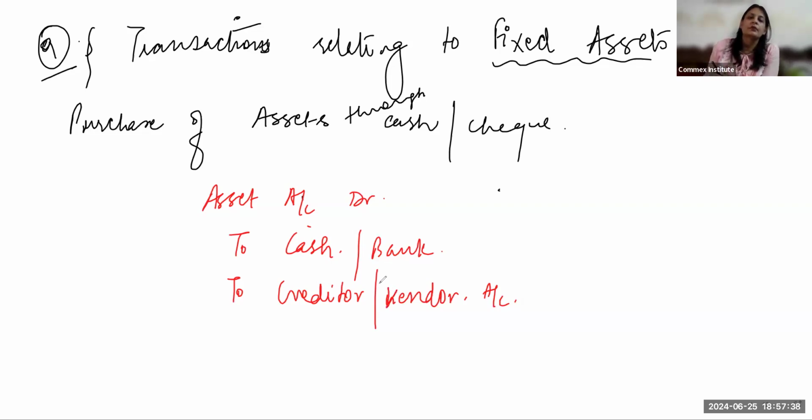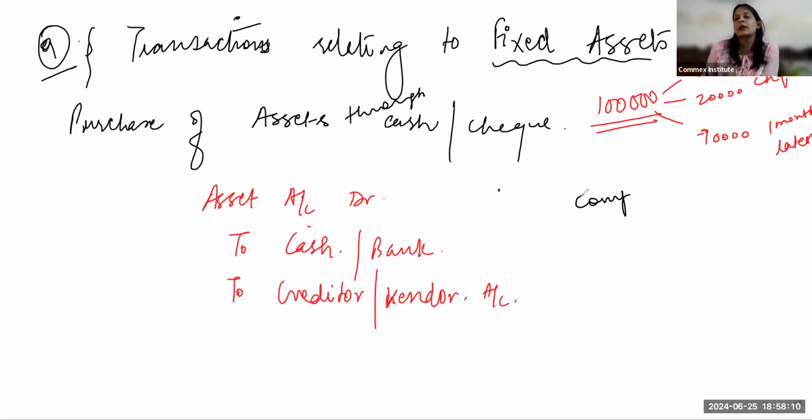Or maybe some asset I'm purchasing, say the asset is of 1 lakh. I'm making 10,000 payment through cash, 20,000 payment through check, and the remaining 70,000 I'll pay 1 month later. Then how are we going to pass the entry? Suppose I'm purchasing a computer. So the entry would be computer account debit to cash. The computer is of total 1 lakh rupees. How much cash am I paying?